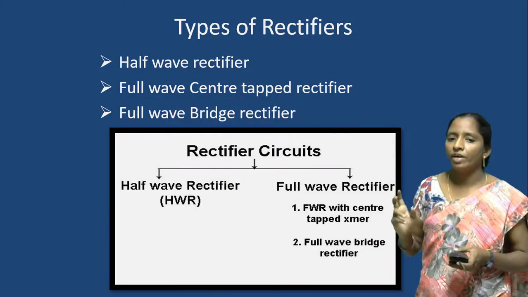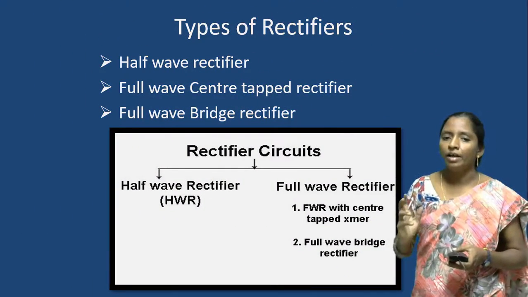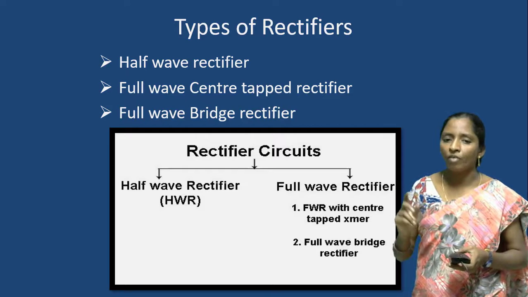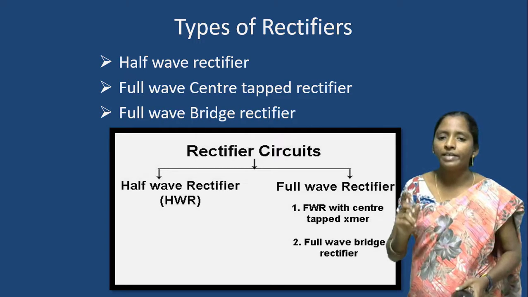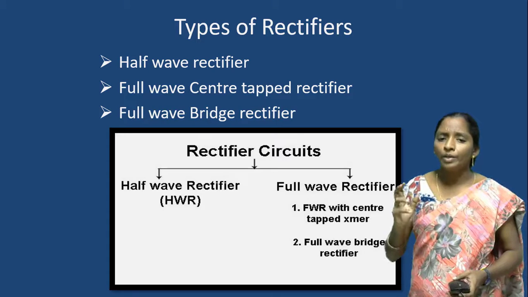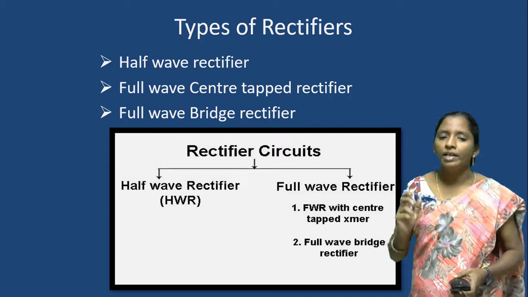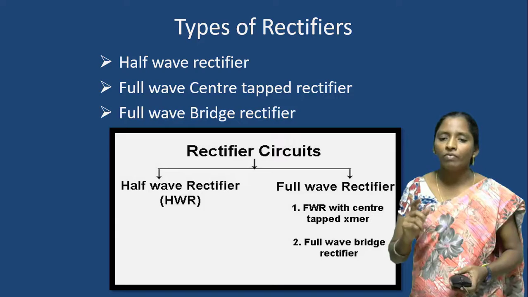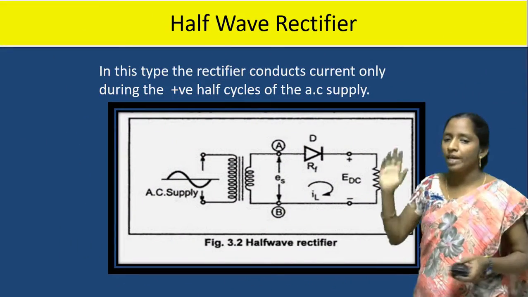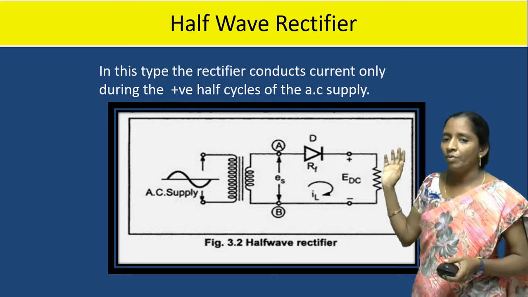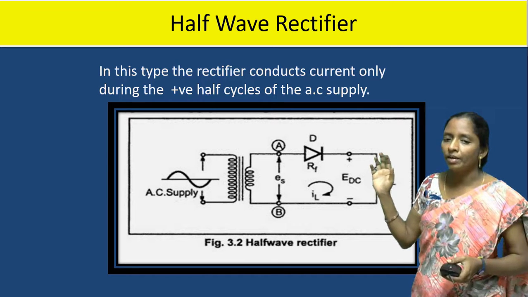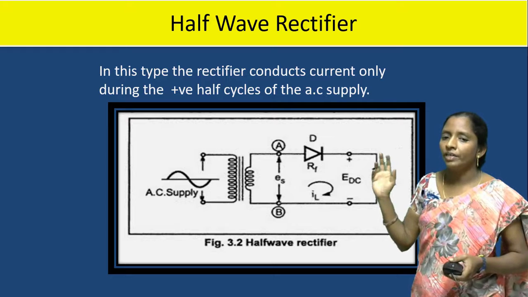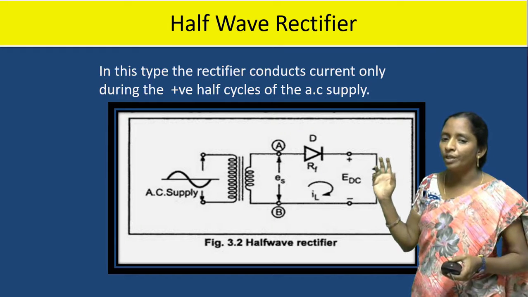Types of rectifiers based on the conduction period: there are two types of rectifiers, one is the half wave rectifier and another one is the full wave rectifier. According to the components used in the rectifiers, full wave rectifiers are again classified into two types. One is the center tap full wave rectifier with a center tap transformer and another one is the full wave bridge rectifier. So this is the circuit diagram for the half wave rectifier. In this rectifier, the diode conducts only during the positive half cycle.